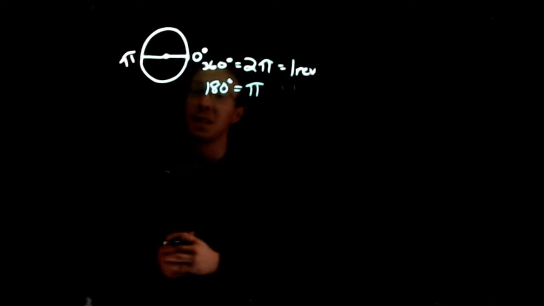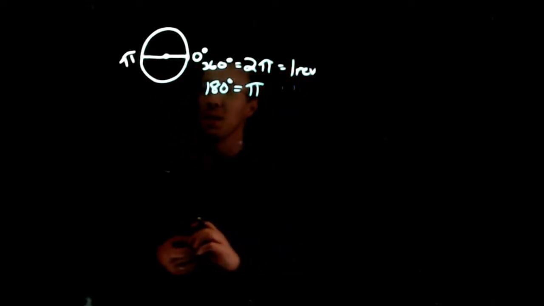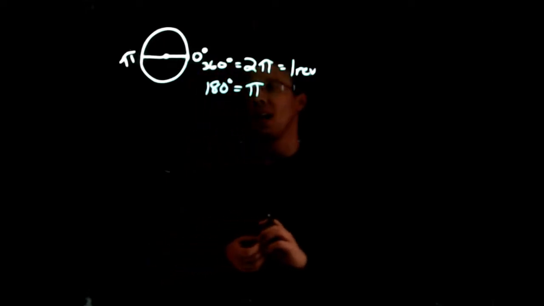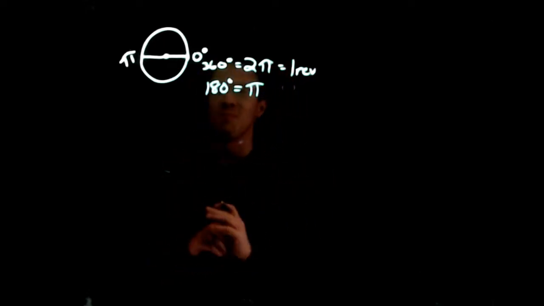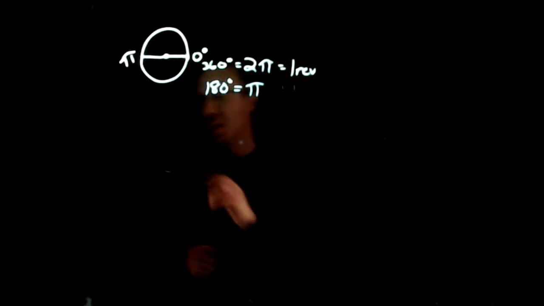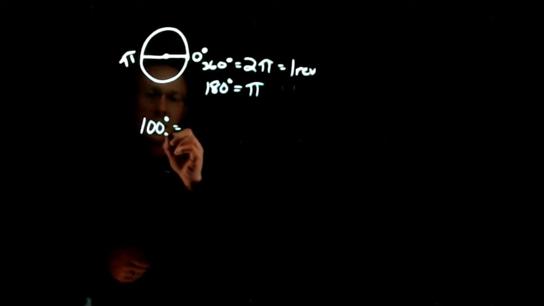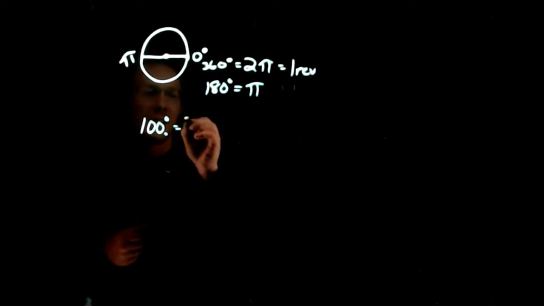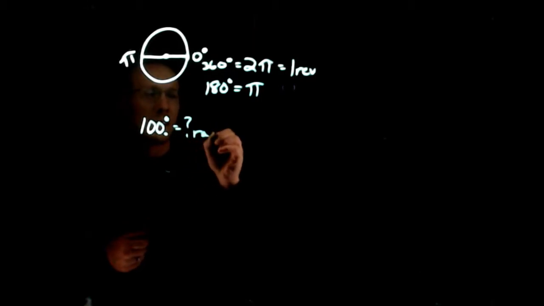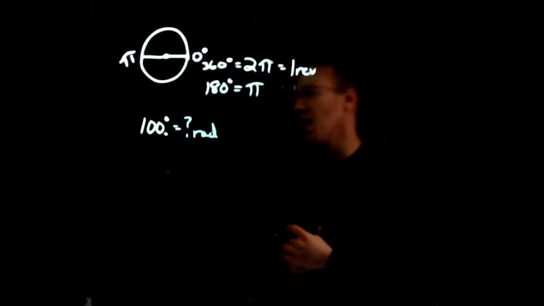Now, some of you might be concerned that we'll start talking about 3 halves pi and all that other stuff. This is it, okay? And so let's say I were to be given a problem like 100 degrees, we'll make that 3 significant figures, is equal to how many radians?